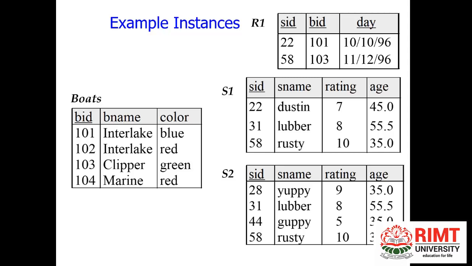Clear? For example, if I say display the bid as well as B name from boats. Clear? So it means automatically I am talking about the relation boats, and I want to project bid and B name. So what you need to do, you need to select an operator. What operator will we select? We will select projection pi, and in the subscript we'll write bid and B name because I want to project only bid and B name, and in brackets I will write down the relation, that is boats.